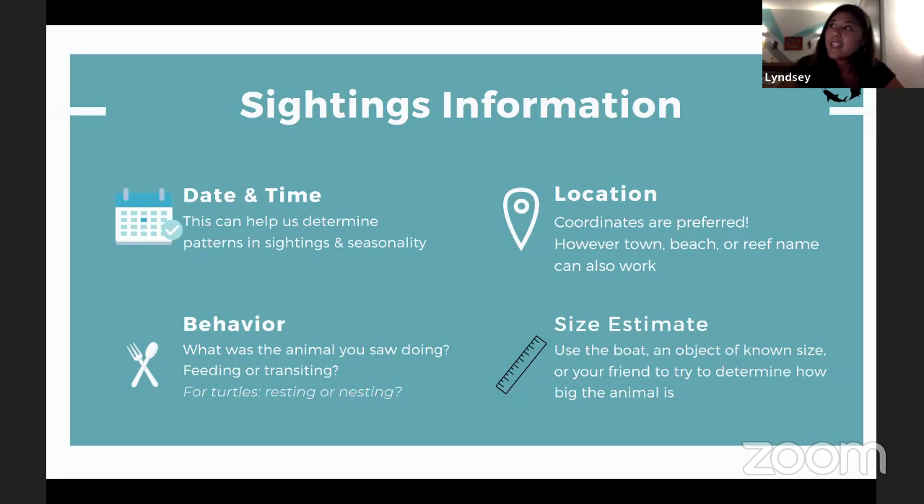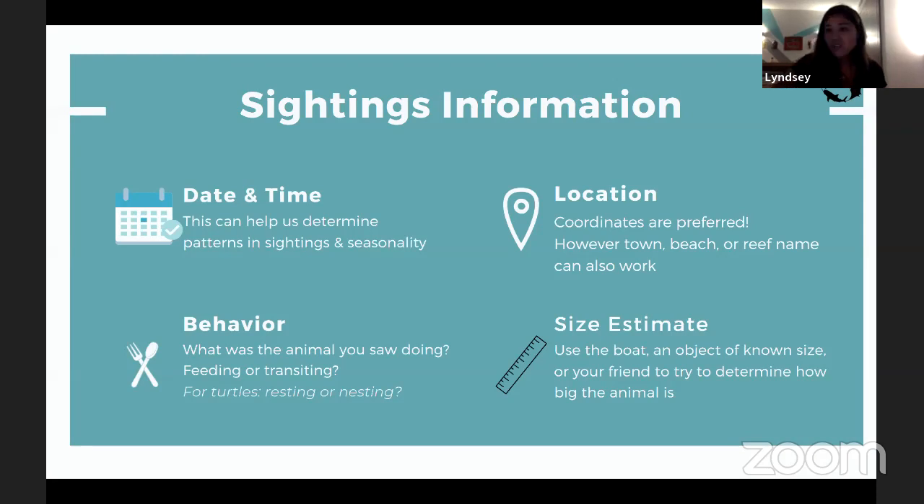In addition, we need their location. An ideal would be a GPS or coordinate of where you saw these animals, but you can also tell us if it was at a dive resort or a specific reef name or town name is fine too. If you have any observations on their behavior, if they were feeding or in transit, or maybe even mating or resting or nesting. And then lastly, if you guys could give us a little bit of a size estimate.